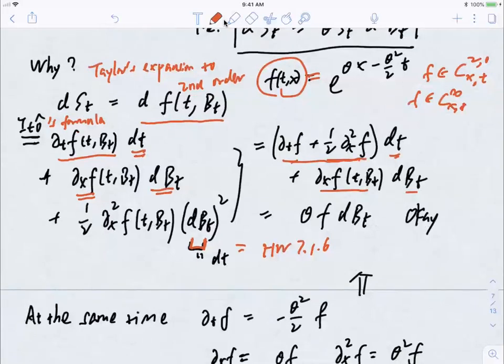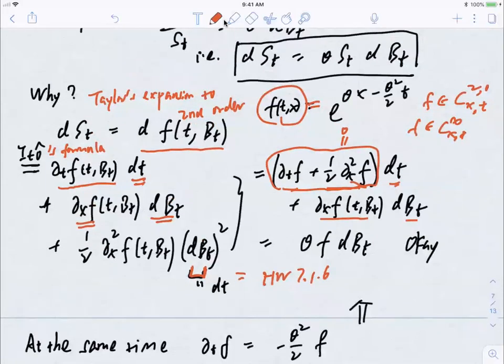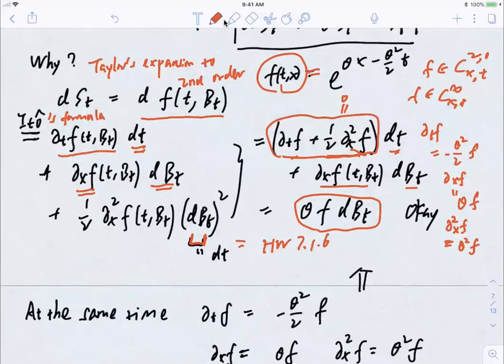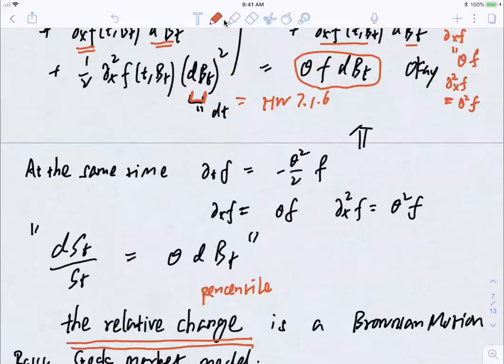And we can show that these terms vanish. It's very easy to check. Partial_t f equals minus one half sigma squared f. Partial_x f, we just take one theta out, so it's theta f. The second derivative, partial_x squared f, equals theta squared f. So this term equals 0: the drift term vanishes. If we apply Ito's formula, the drift term vanishes, and in the end we just get this term. That's what we get, so df equals theta f dB_t.